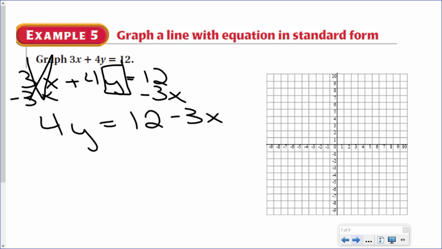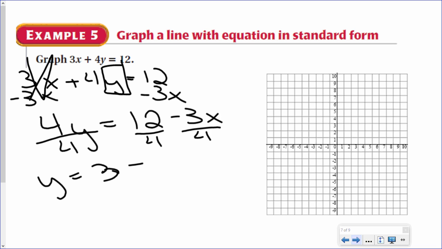It's multiplying between the 4 and the y, so you divide every term by 4, giving you y equals 3 minus, then you have this 3/4x. Okay, identify your m and your b. Your m in this problem equals negative 3/4. It's the number in front of x. Your b in this problem is 3.